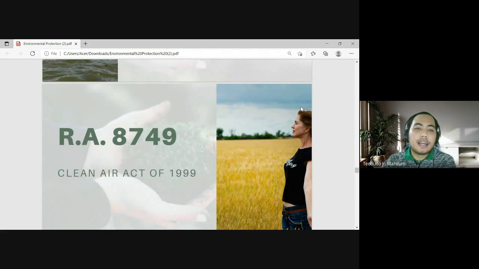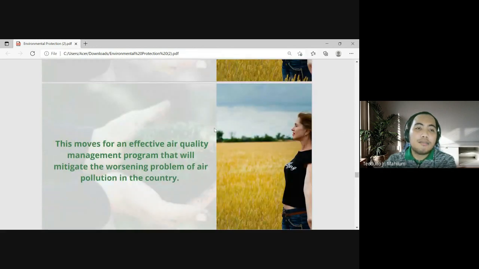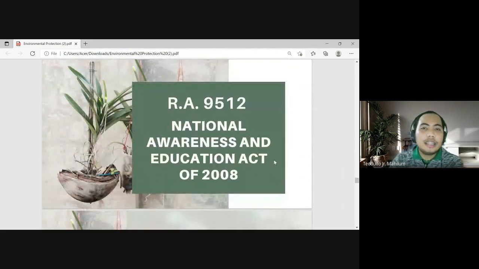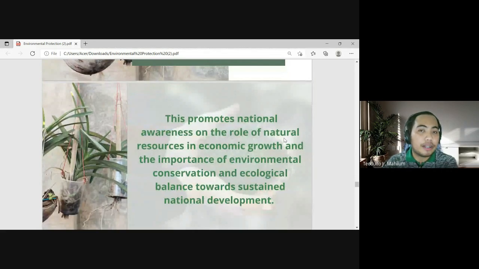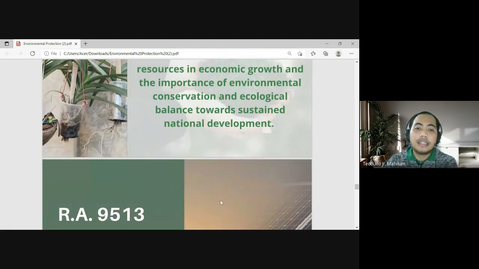The next RA, the Republic Act 8749, the Clean Air Act of 1999, moves for an effective air quality management program that will mitigate the worsening problem of air pollution in the country. Next, the Republic Act 9512, or the National Awareness and Education Act of 2008. This law promotes national awareness on the role of natural resources in economic growth and the importance of environmental conservation and ecological balance towards sustained national development.